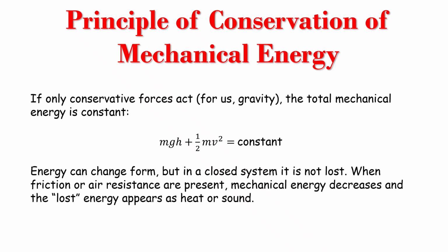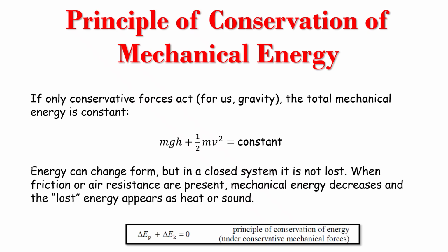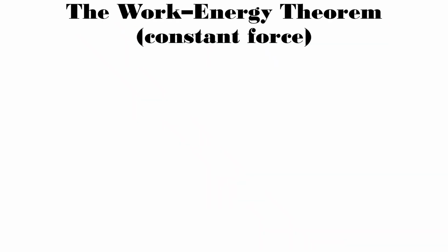So energy can change form, but in a closed system, it's not lost. When friction or air resistance come into play, we are going to have a loss in energy. When we work with impacts and collisions, you're going to see that we always lose energy. So energy is not always conserved. That's important, not only to understand when we conserve energy, but also to know when we don't. The easiest way to think about it is that if the only thing happening is something moving under gravity, that's really the only time the conservation of energy holds true.